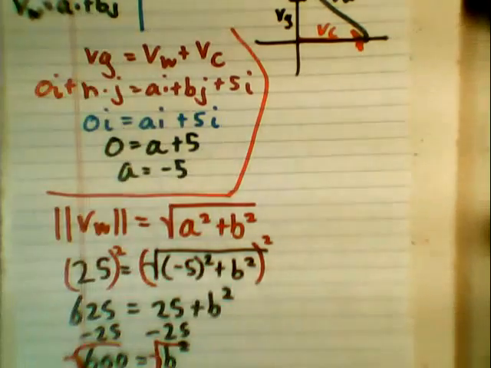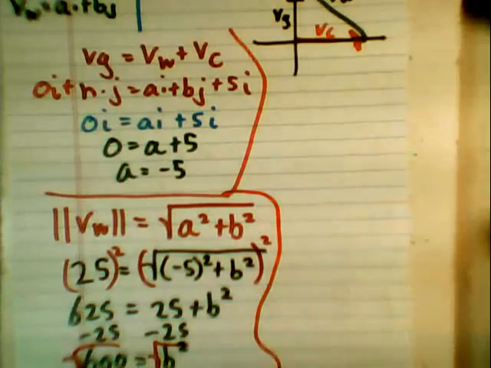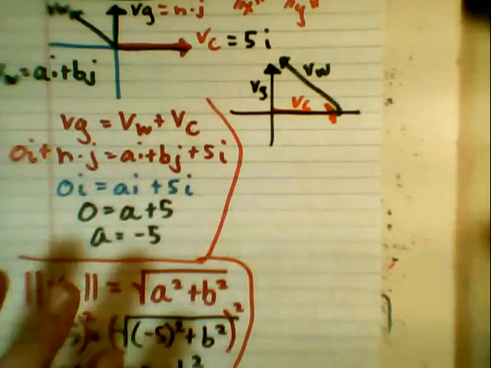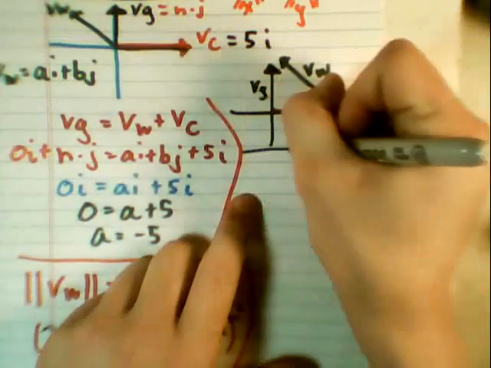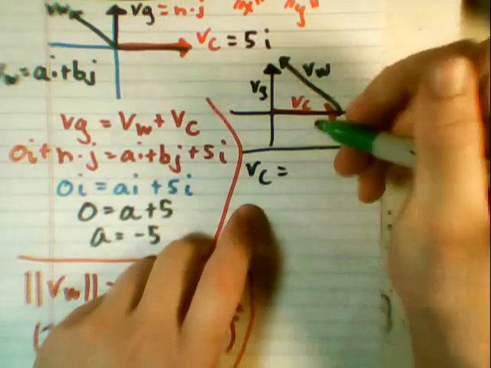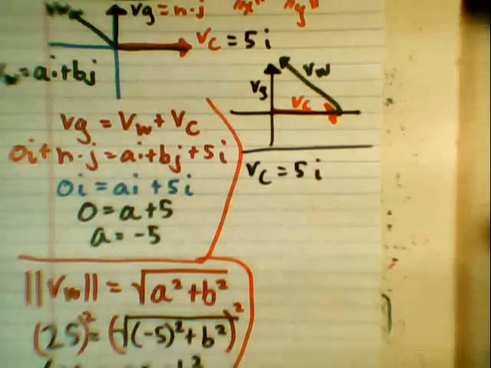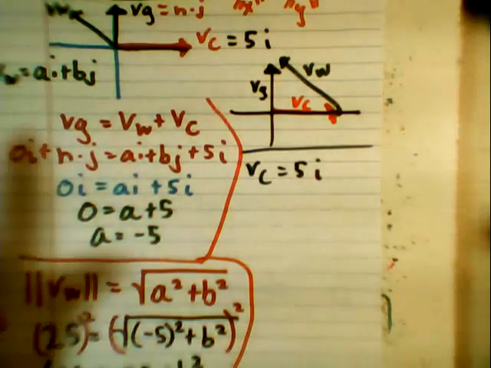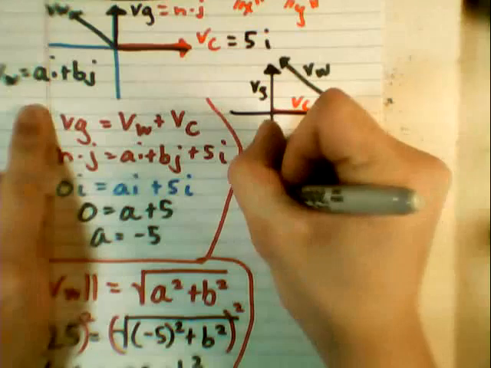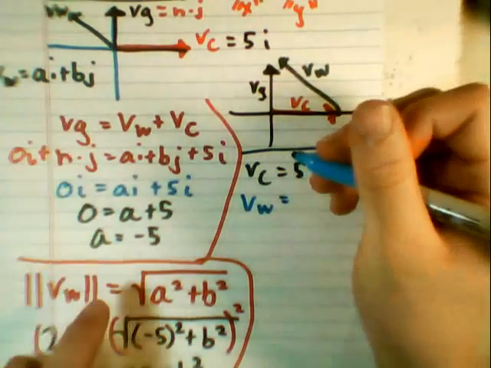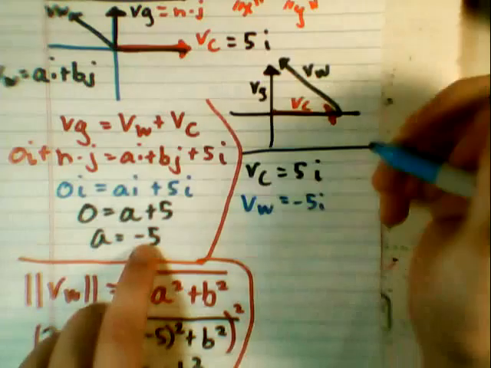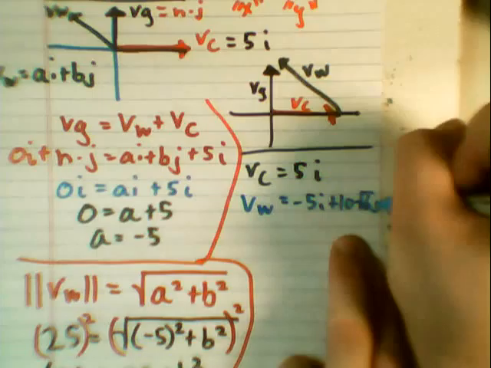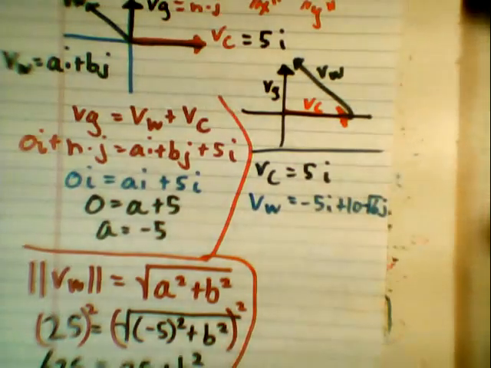So now I'm gonna just draw another line, sort of break everything off. Okay. So now that we found our a and our b, I'm gonna write our equations out. So we know VC. We started with VC equals 5I. We found our a and our b, so we know what our VW is. VW equals the AI, so negative 5I plus BJ, so 10 square root 6J. I hope you can see that.